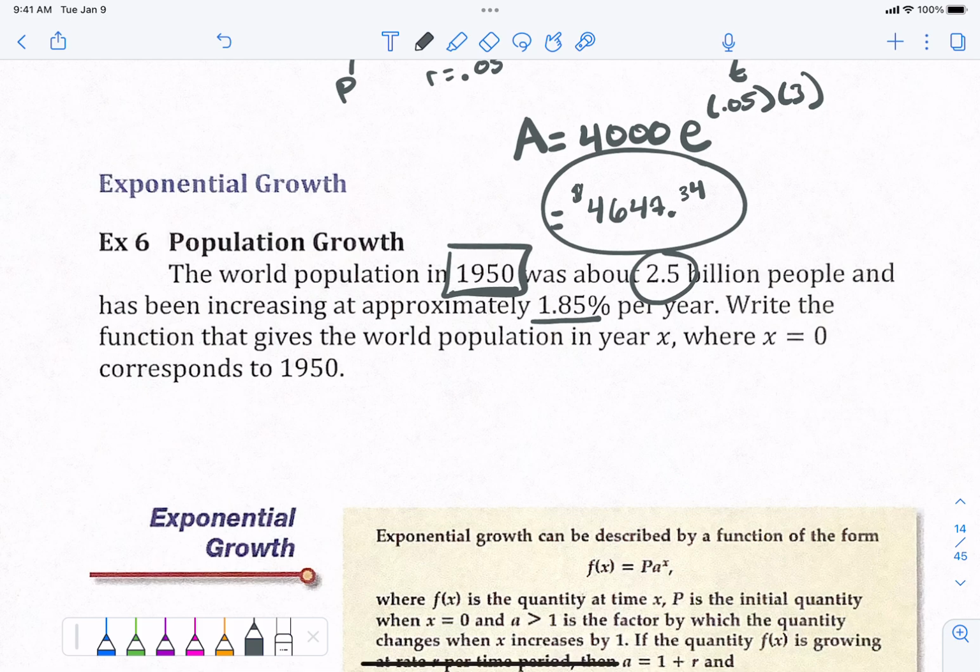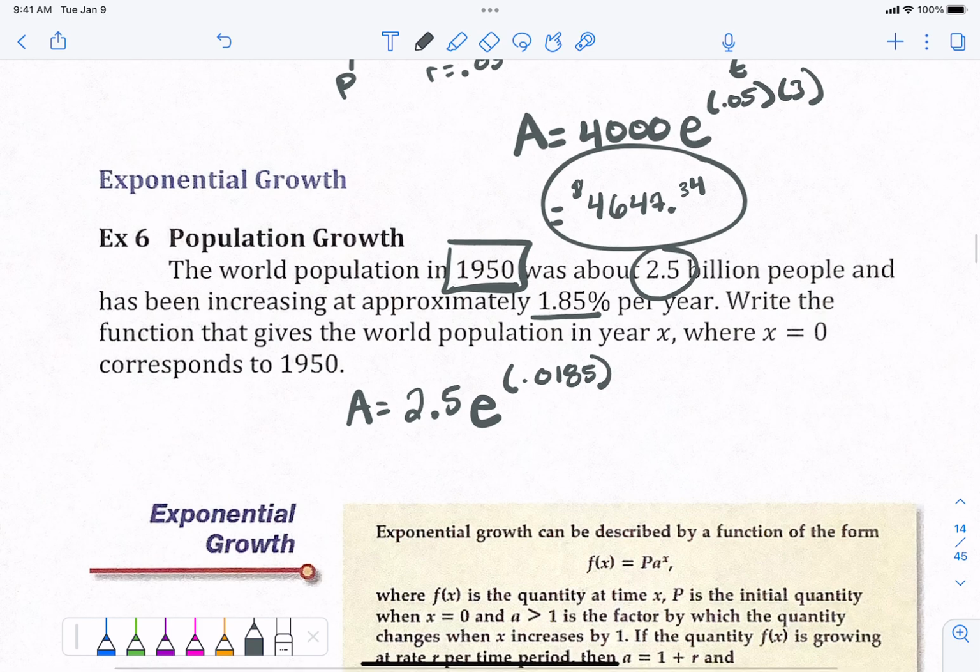1950 is year 0. So we have A equals, what's P? 2.5 billion. Do we have to put all the zeros on the billions? No, you can leave it as 2.5. Just know that your A, if you solve for A, is in billions. E to the, what's R? 0.0185 times X. They just want me to write a function.